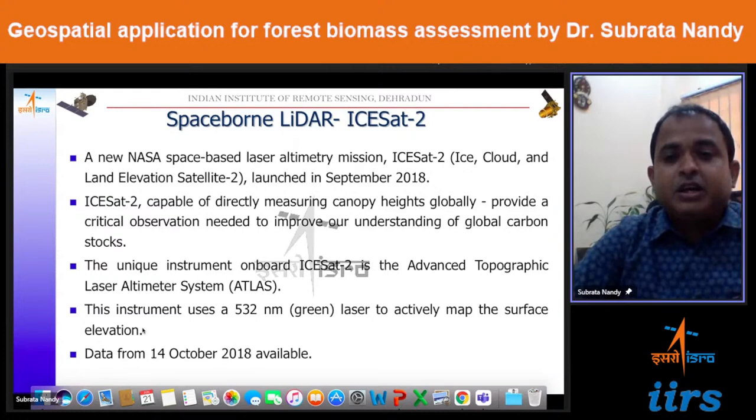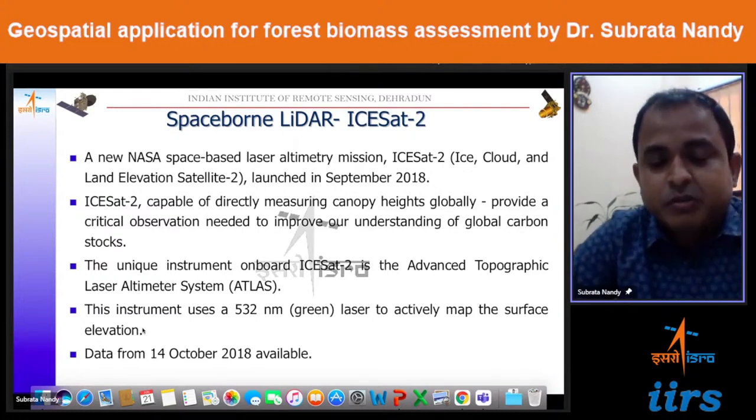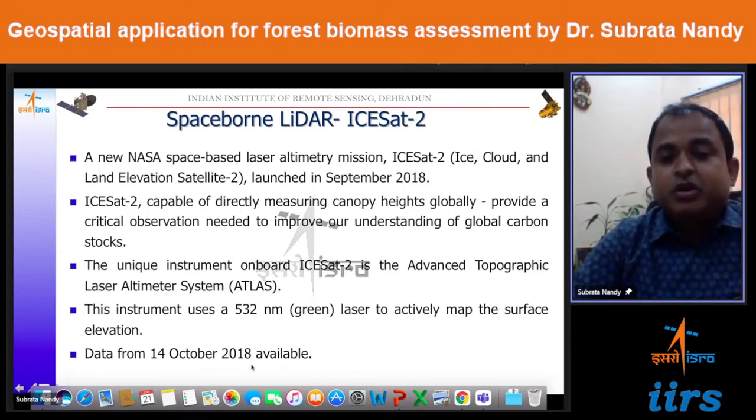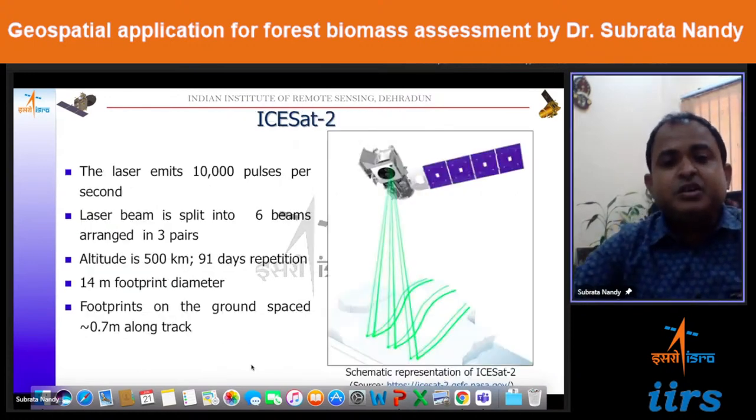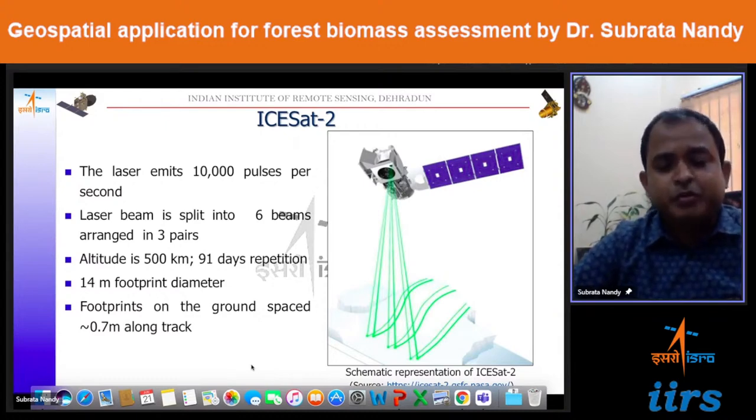Now, first of all, I'll discuss ICESat-2 and how it can be utilized for forest biomass and carbon assessment. ICESat-2 was launched in September 2018, and from 14 October 2018, we are getting the data. It has an instrument called ATLAS, the Advanced Topographic Laser Altimeter System, which works at 532 nanometers. It has 6 beams in 3 pairs, and the footprint is around 11 to 14 meters.